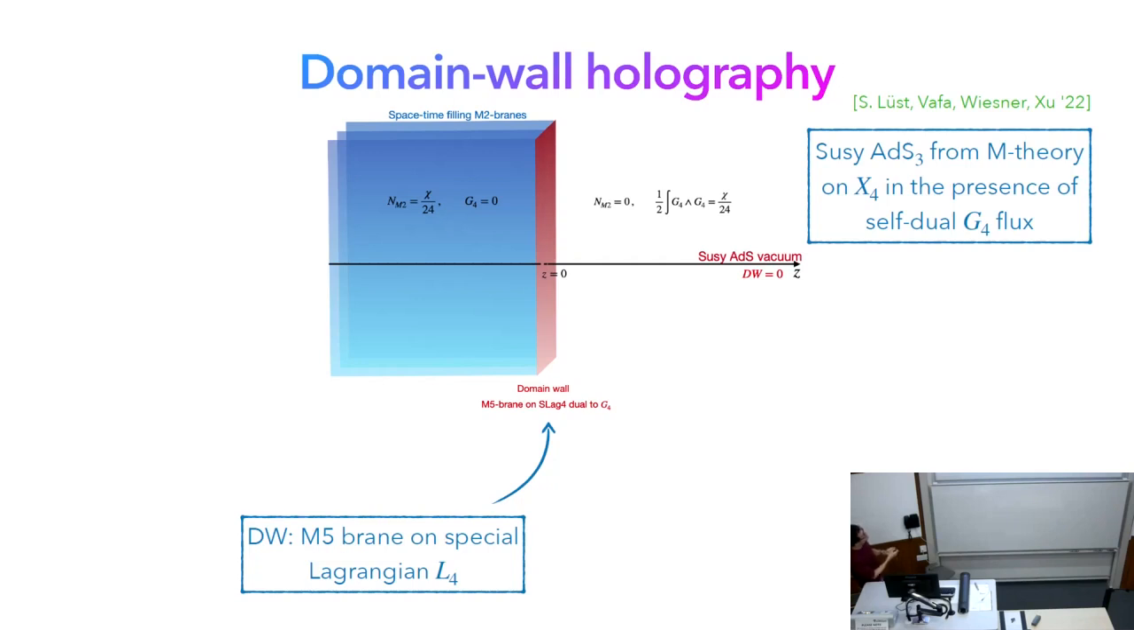At z equals 0, you would have a domain wall that is made of M5 branes wrapping a cycle, a special Lagrangian submanifold L4 within the Calabi-Yau. On the other side, z less than 0, you would have many M2 branes that are everywhere. And far away, at z equals infinity, that is where you see the supersymmetric AdS3 from M-theory on the Calabi-Yau 4 in the presence of a self-dual G4 flux.